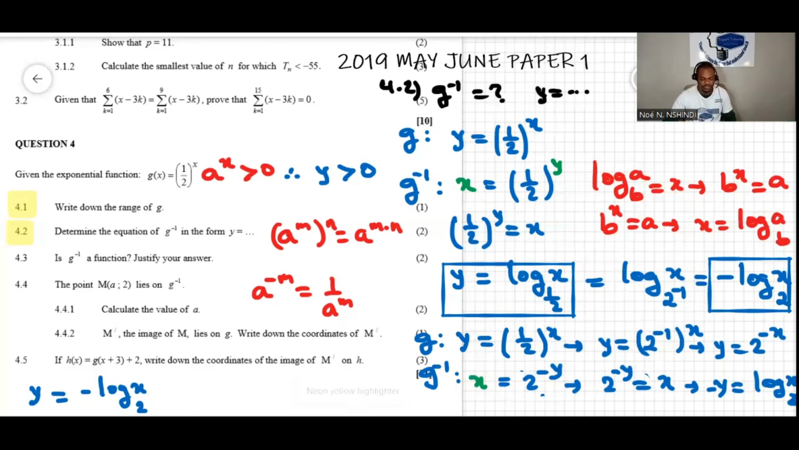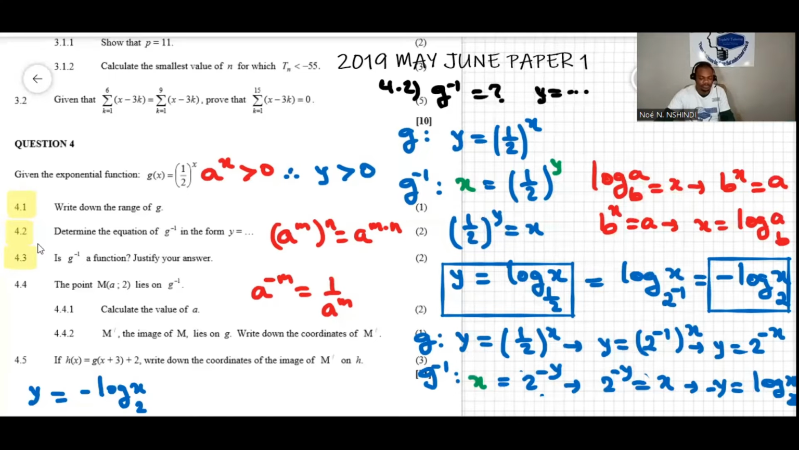Now the following question is question 4.3. The question says: is g inverse a function? Justify your answer. Well, I will say yes, because of the graph of the log function.